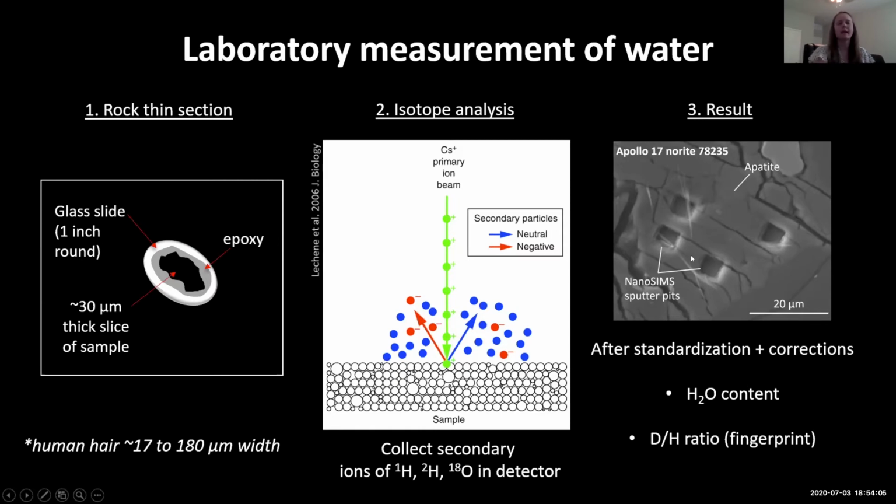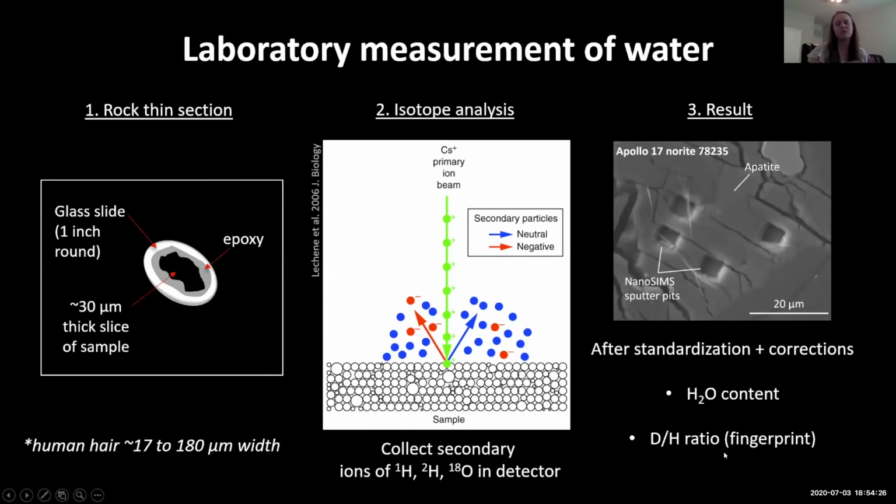What this looks like after you've done the analysis is you end up with little tiny holes in the sample surface. And also, once you've done standardization and you've corrected your data, you end up with a water content for a given spot, and also a deuterium to hydrogen ratio. And this is really the moneymaker right here.